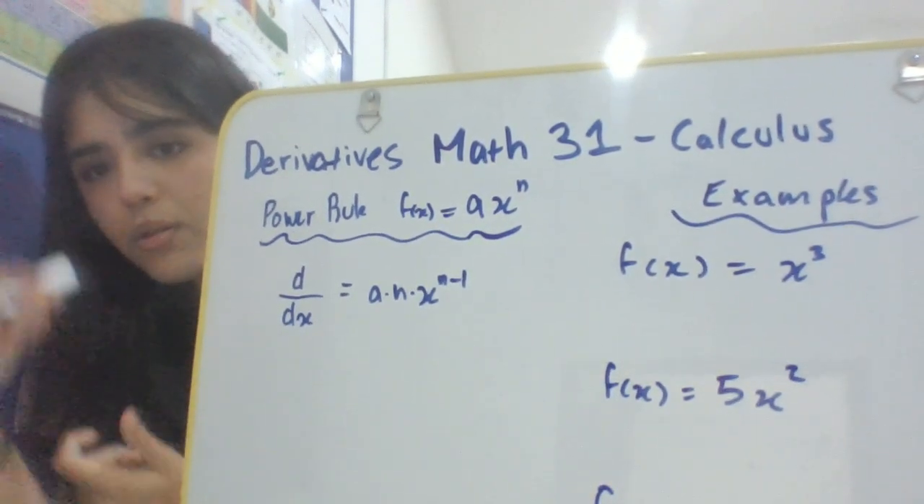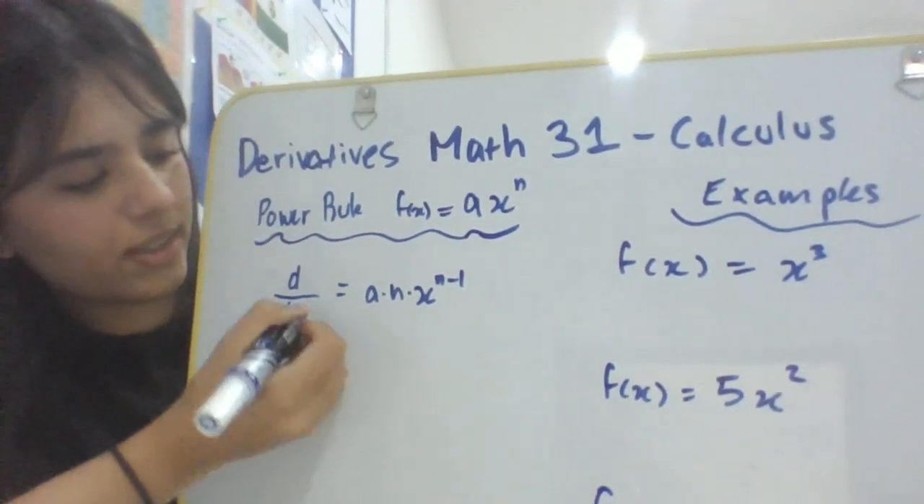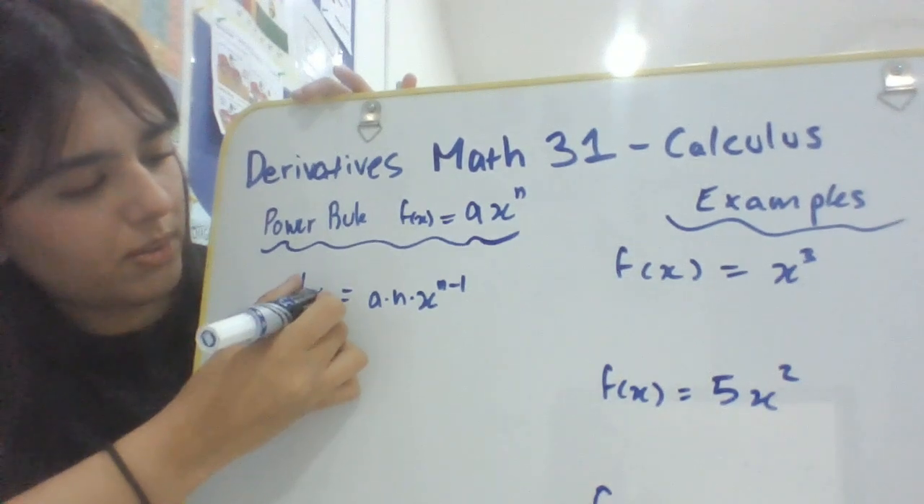So for the power rule, what you need to know is that whenever you want to take the derivative, you write d by dx beside the function.